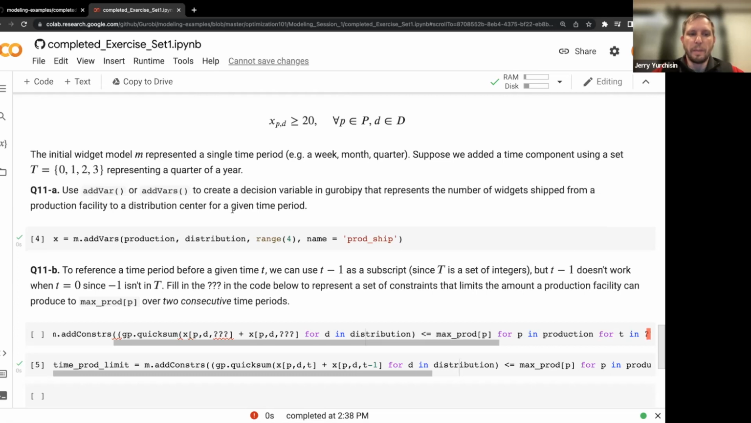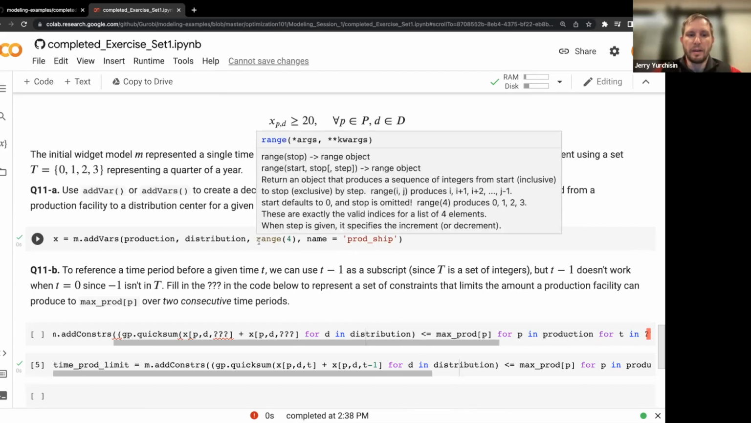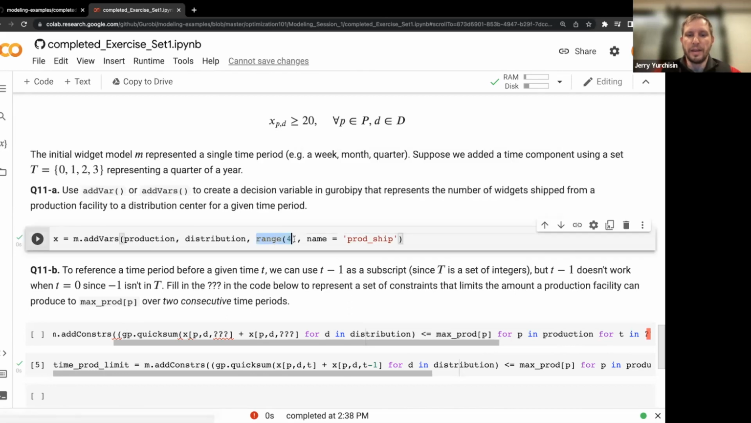Question 11a is use addvar or addvars to create a decision variable in Gurobi Pi that represents the number of widgets shipped from a production to distribution center for a given time period. So essentially what you're doing here is just adding in that last set. It's the same as we had before, but now we're adding in that set t. And so this is how I decided to do it. I just kept the same essentially line of code, and then just added in another set here after the distribution for range 4, where this essentially gives me the 4 time periods that we have in T.